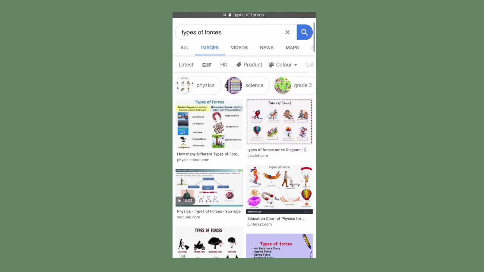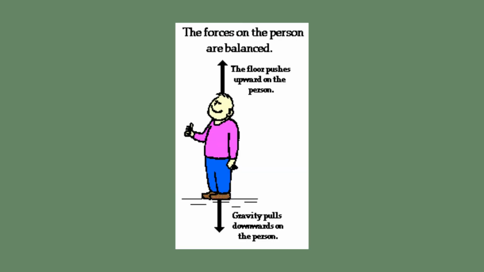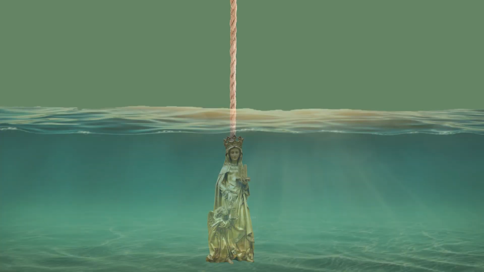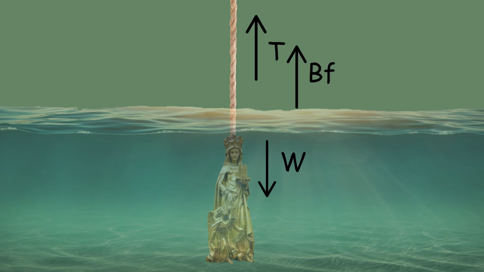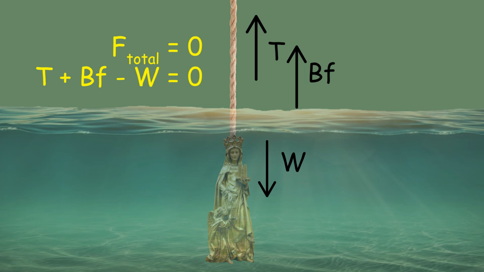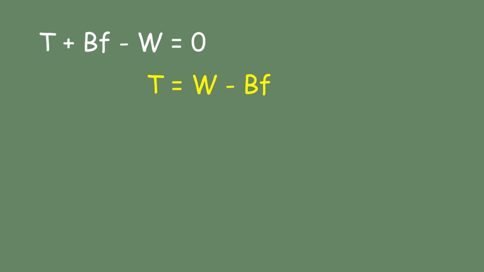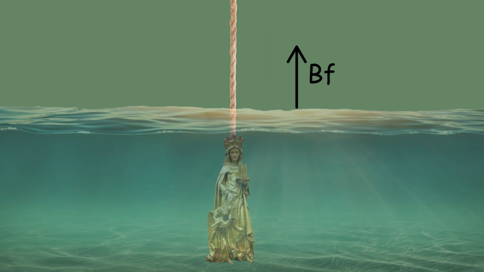There are many types of forces. Even if you are standing still, your weight is acting downwards. In this situation, there are 3 forces acting on the statue: weight, tension, and buoyant force. Since weight is going the opposite direction, it is subtracted from the total force. In order to find tension, the formula is rearranged and becomes tension is equal to weight minus the buoyant force. Now that we have that part done, we will proceed to find the buoyant force itself.